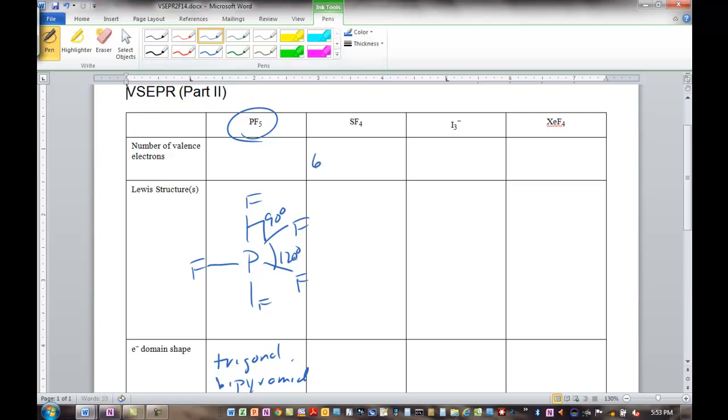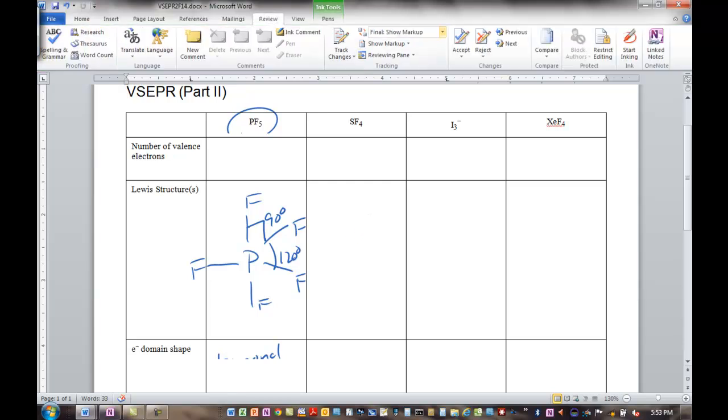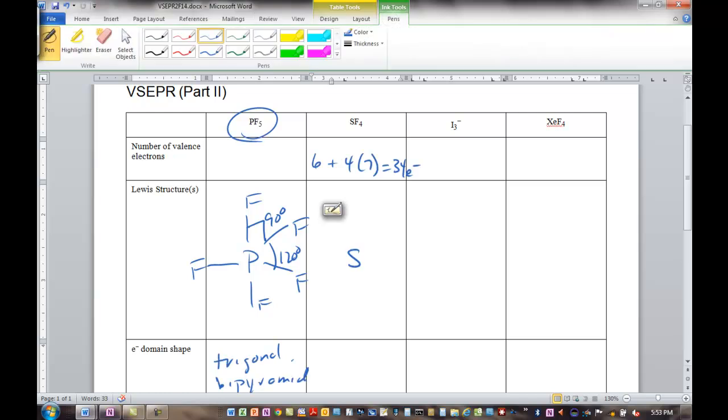6 valence electrons for sulfur, 4 fluorines each with 7. That gives us 34 electrons. Fluorine is the most electronegative. Oh my gosh, where did that go? Okay. I'm probably going to draw it there. It's going to come back. That's interesting.